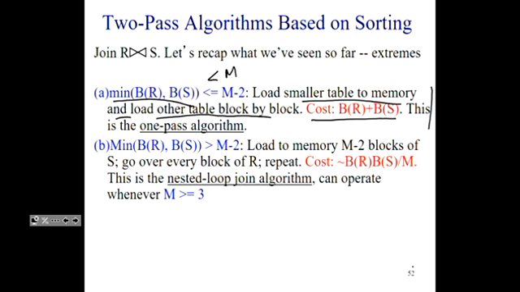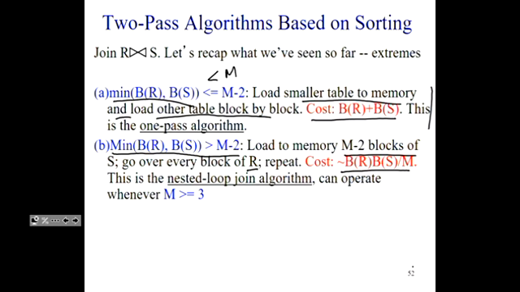Now, if this constraint was not true, we had the block nested loops algorithm. The block nested loops algorithm would load to memory M minus 2 blocks of S, so as much of S that you can fit into memory, and then you loop over the blocks of R. So you bring in a group of blocks from S, you go through once all of the blocks of R, bring in the next group of blocks from S, go through once all of the blocks of R, and so on. This was quadratic, right? So this was B of R times B of S divided by M.